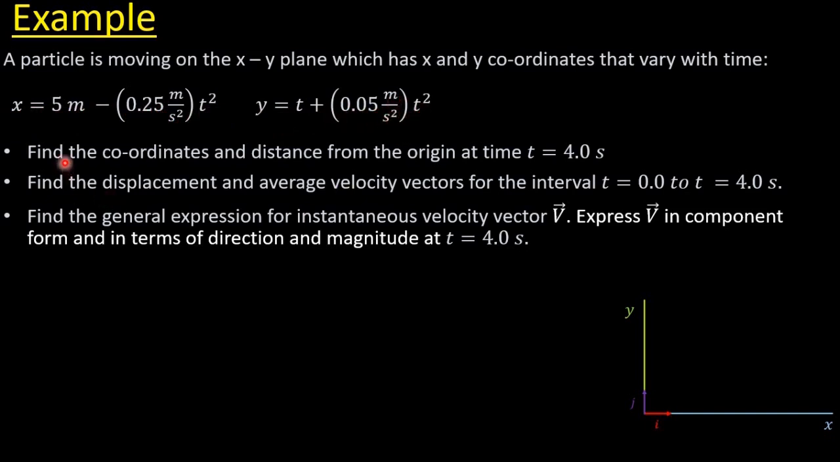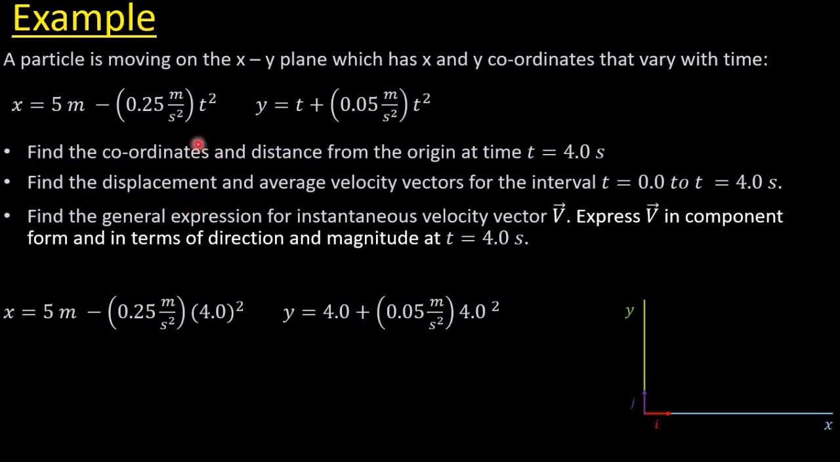So we need to find the coordinates and distance from the origin at time t equals 4 seconds. We need to find the displacement and the average velocity vectors for the interval t equals 0 seconds to t equals 4 seconds. We need to find the general expression for the instantaneous velocity vector v and express v in component form and in terms of direction and magnitude at time t equals 4 seconds. Let's do the first bit.